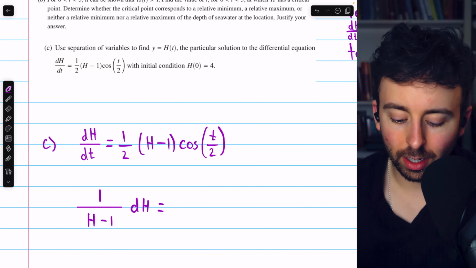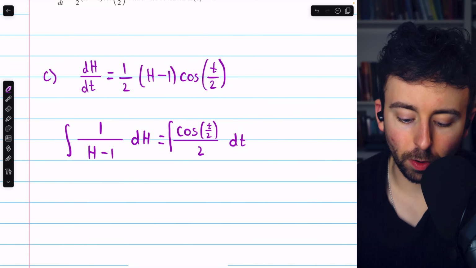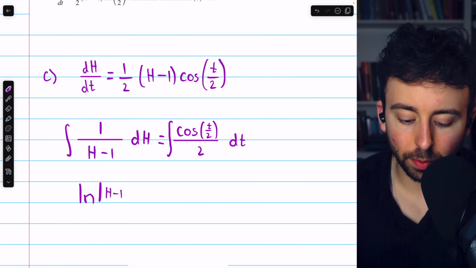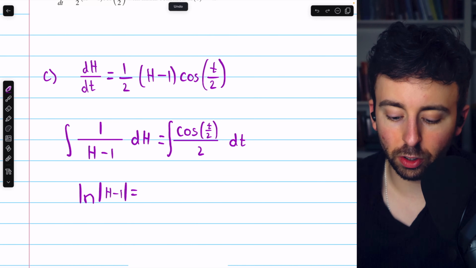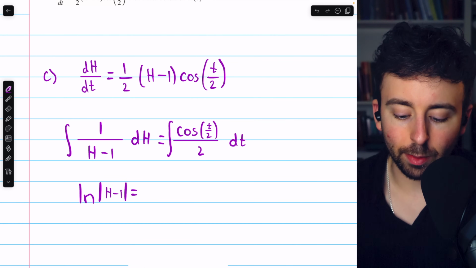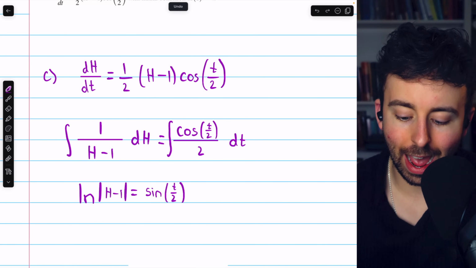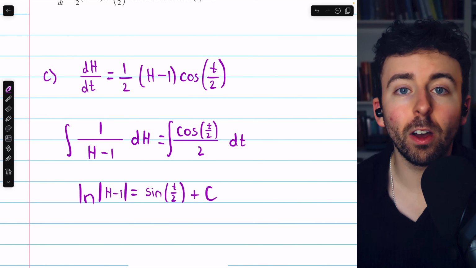And on the right side, we're going to have cosine of t over 2 dt. Now we can go ahead and integrate both sides. On the left, the integral of 1 over h minus 1 is just the natural log of the absolute value of h minus 1. And on the right, integrating cosine of t over 2, we're going to have 2 sine of t over 2. If we took the derivative of this, the chain rule would give us that 1/2 that we have here. And then let's imagine that we gathered all the arbitrary constants on the right.